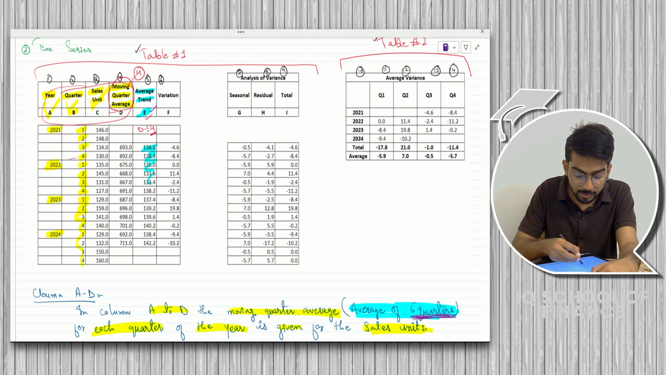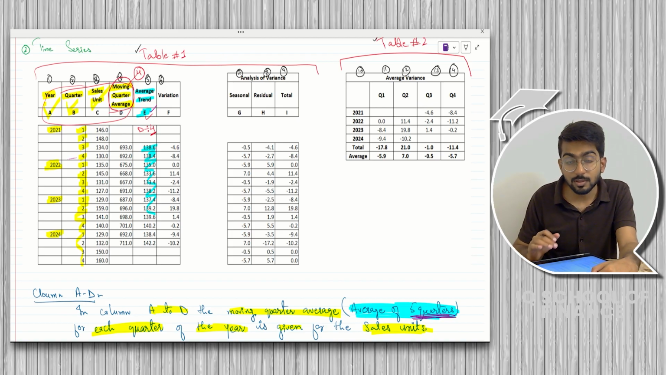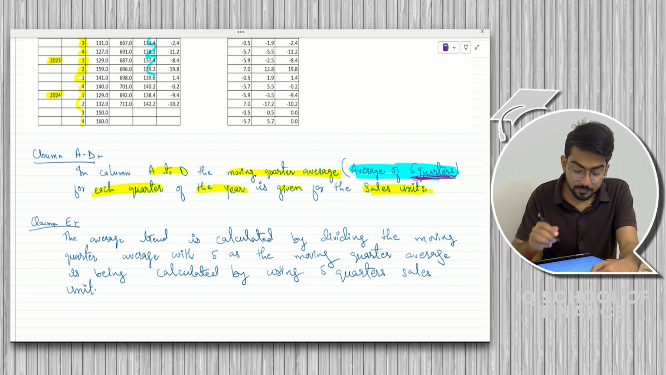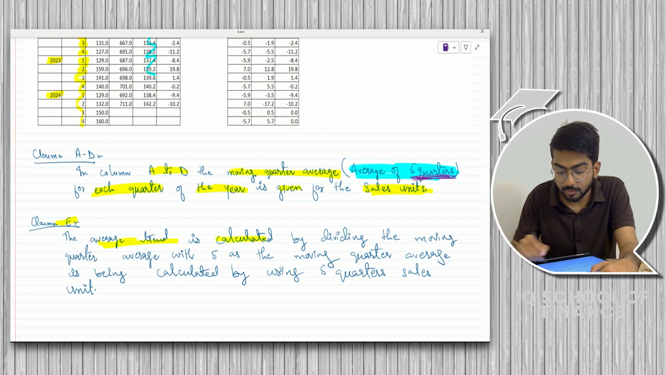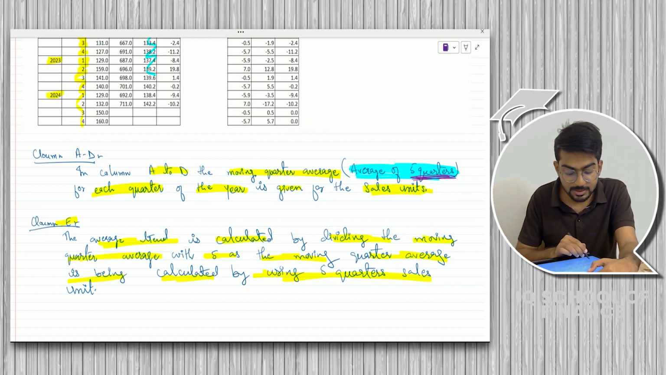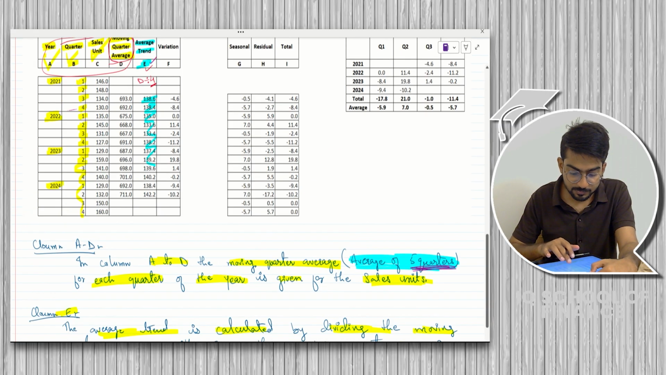Come, let us draft this for column E. See how I have drafted it. Column E, the average trend, is calculated by dividing the moving quarter average by 5, as the moving quarter average is calculated using 5 quarters of sales units. Easy enough. Let's move ahead.